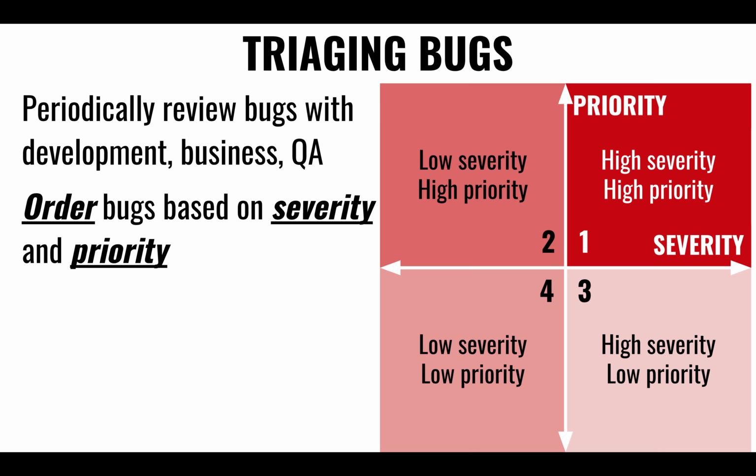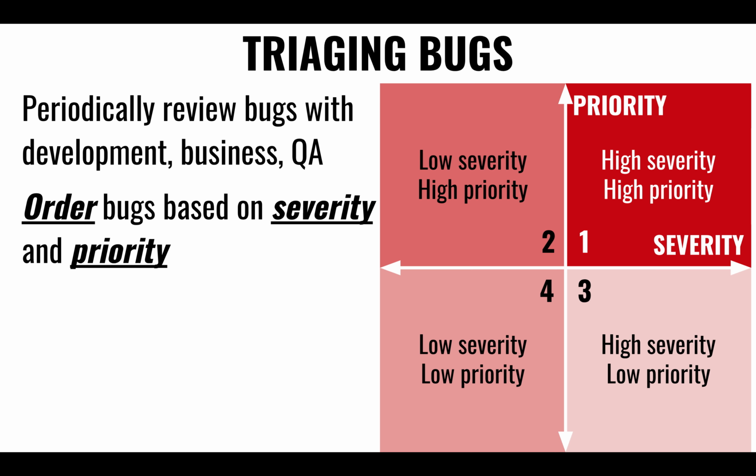The severity: how bad is it, right? Do people have a workaround, or are they impeded from doing their job? So obviously, if they can still work, the severity is low. But if they can't complete their job, then certainly the severity is high, right?